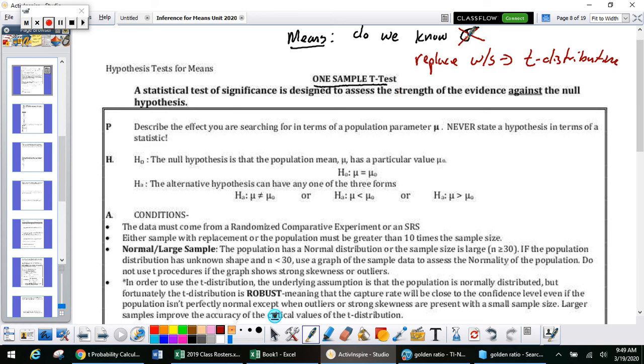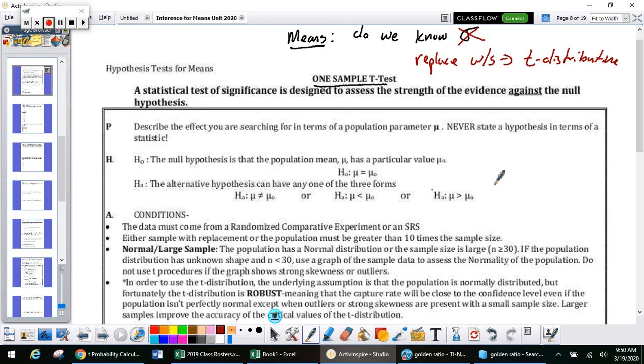Now, if I did know sigma, and I use that throughout, I could use Z, but we are not going to really do that much in AP statistics, okay? In the real world, there's lots of times that they do still use Z, but again, for our world, we're just going to make it a little bit easier. If we don't know sigma, we're going to replace it with S, the sample standard deviation, and that extra variability creates this need for a new distribution, okay?